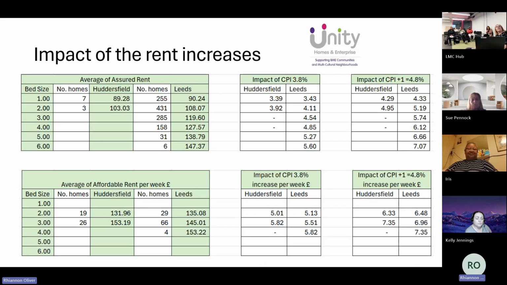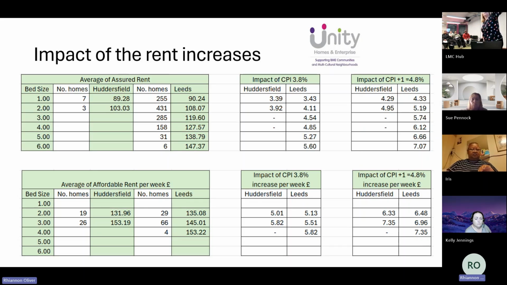So you can see on here, obviously we haven't got as many properties in Huddersfield. That's our growing area. And you can see that by this, we've only got 10 assured homes in Huddersfield, which makes sense because the newer ones we've built, when they've been houses, have been on the affordables. So we've got a few more that are affordable. And then you can see our biggest stock number is 2-bed properties in Leeds.